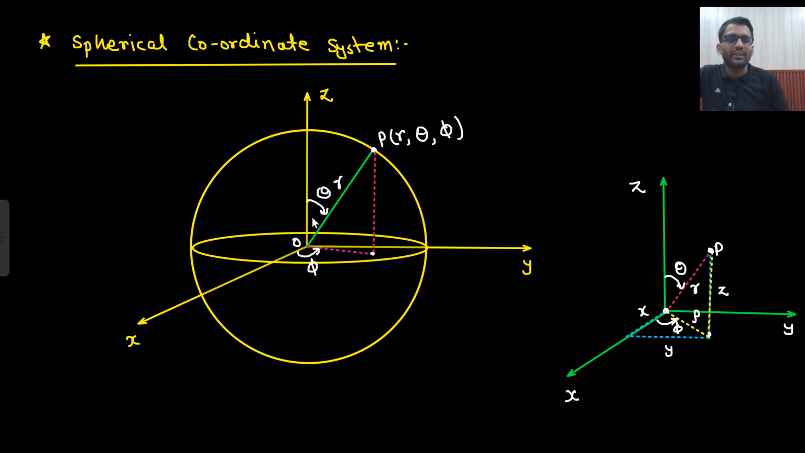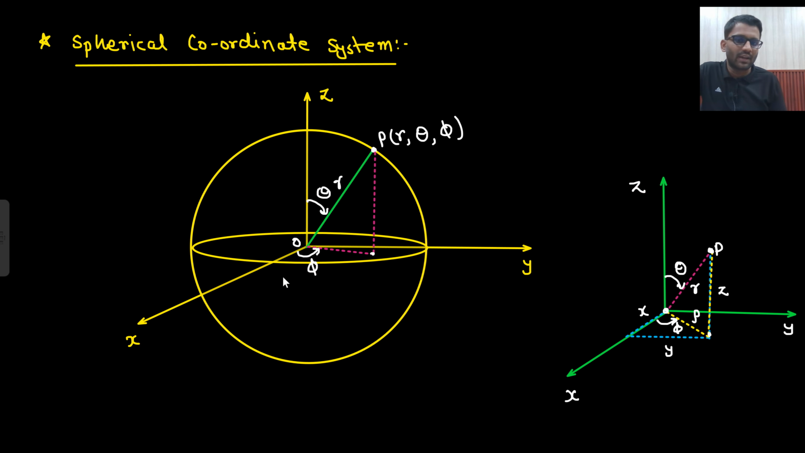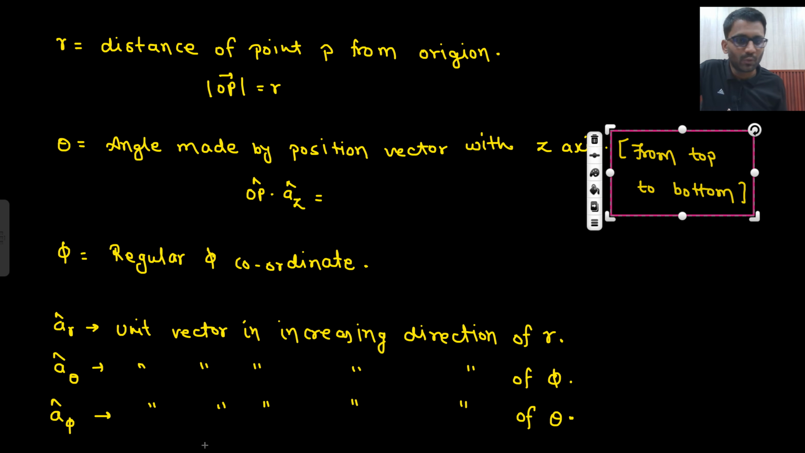Or you can say the projection of OP vector on the xy plane should make an angle of phi from the x axis in the anti-clockwise direction. So what is r? R is the distance of point P from the origin, so the OP vector is simply r. What is theta? Theta is the angle made by the position vector with the z axis from top to bottom. Very important: from top to bottom.